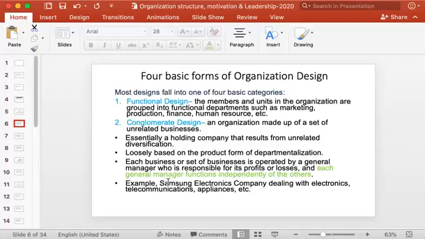In this case, each business or set of businesses may be operated by a general manager who is responsible for its profits or loss, and each general manager may function independently of the others.